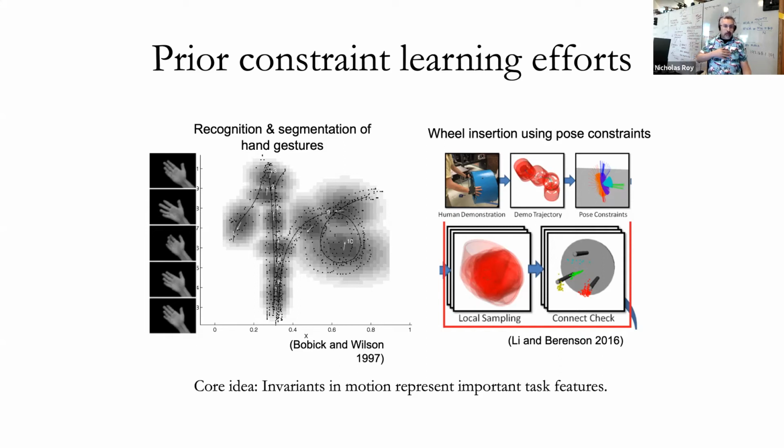Aaron Bobick and a student did this many years ago in learning hand gestures. And more recently, Dmitry Berenson and his student learned how to do tasks like wheel insertion. And so the core idea here is that constraints actually represent invariance in the motion, which makes learning easier because it naturally reduces the complexity of the hypothesis space for learning.